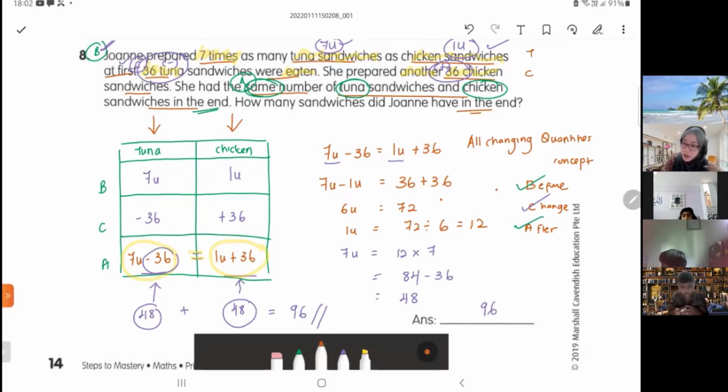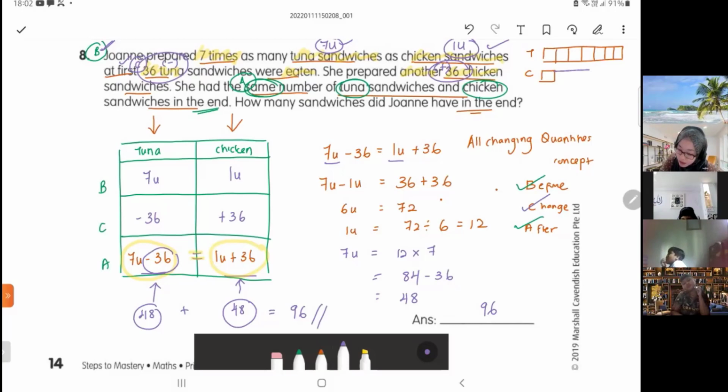So at first it's 7 units, so you draw 7 parts. I'm going to draw a small one, just a fast one. 1, 2, 3, 4, 5, 6, 7. Then the chicken is 1 part, right? Then what happened is she added another 36. So you have to know how to add, okay? And then she take away 36. So in the end, it must be equal, right?